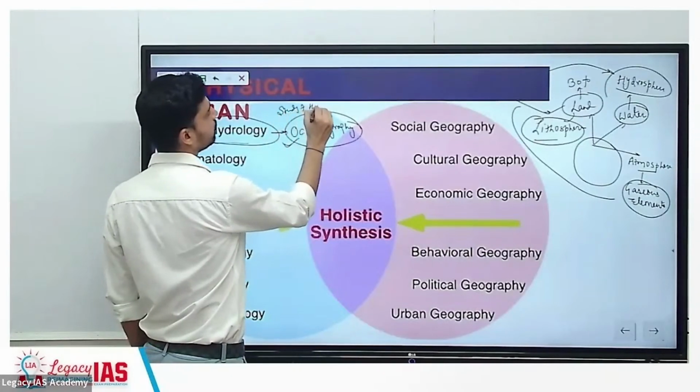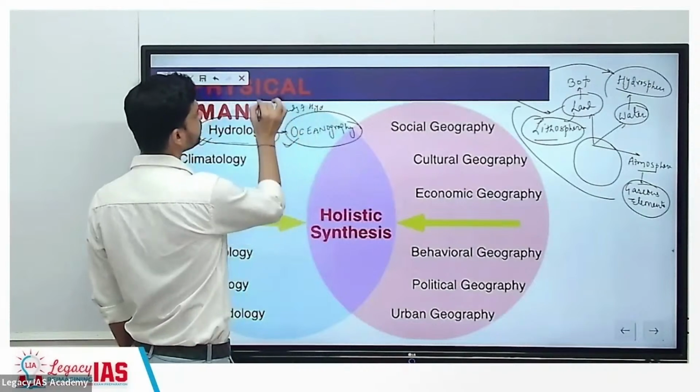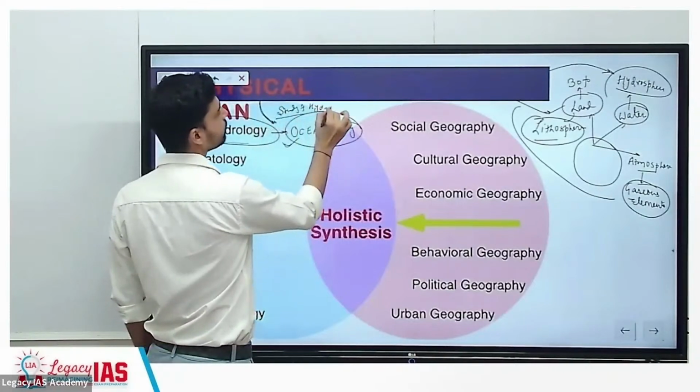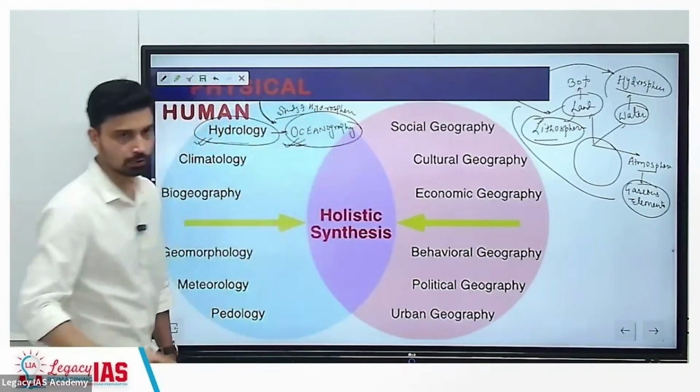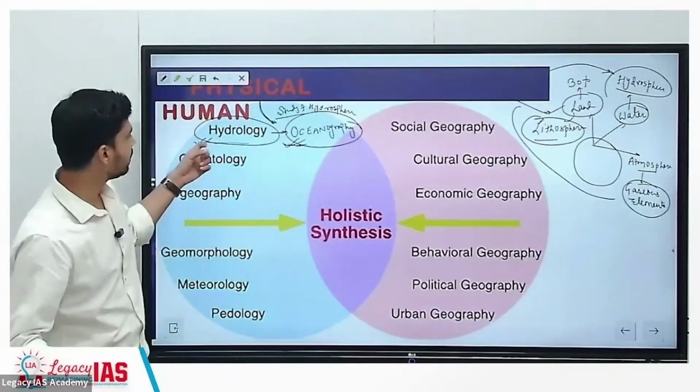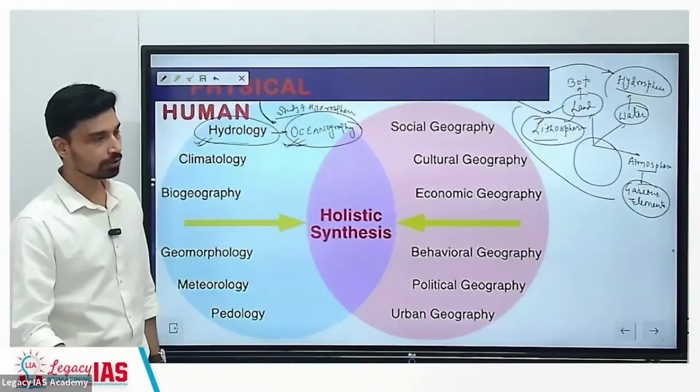Right. What we are trying to do is divide physical geography into different segments. So first is the study of the hydrosphere. What do we call the study of the hydrosphere? Oceanography, or the general term that we use is hydrology.